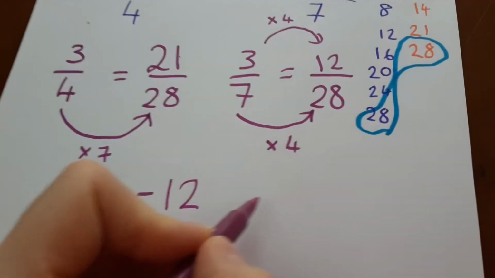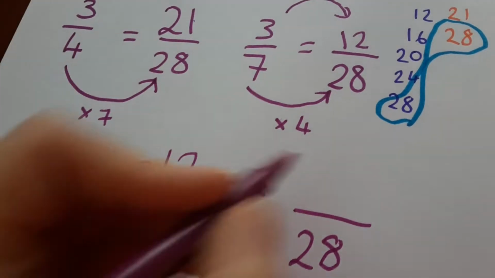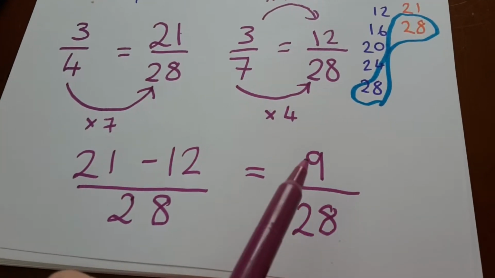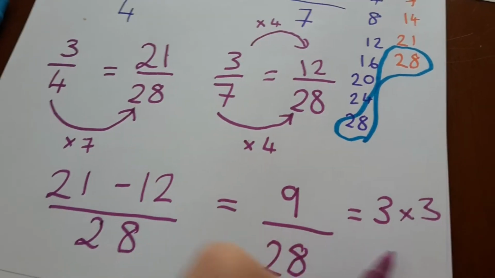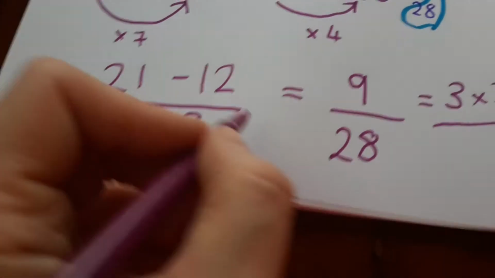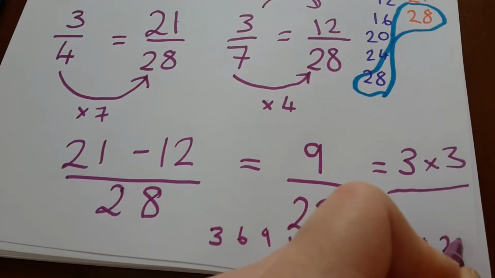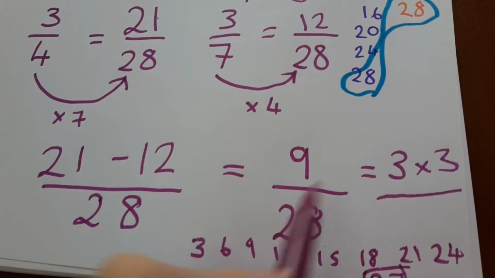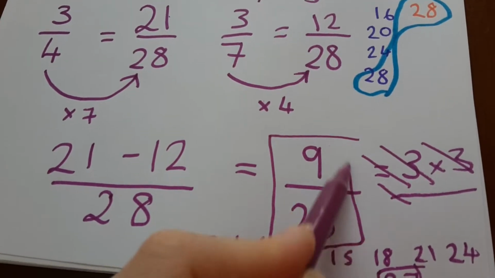So 21 minus 12 is the same as 21 minus 12, so that's going to be 9 over 28. Now, the thing to check is, does this and this have a common factor. Well, I know that 9 is 3 times 3, and that's the only way it can be broken down. I'm now going to see if 28 is also in the 3 times table. So let's write my 3 times table out. 3, 6, 9, 12, 15, 18, 21, 24, 27. No, it's not. Our closest one is 27. So 3's won't go into 28, so I can't simplify because they don't have a common factor. So my final answer is 9 over 28.